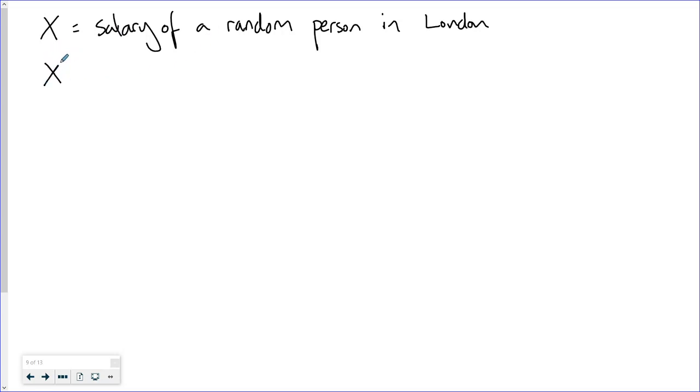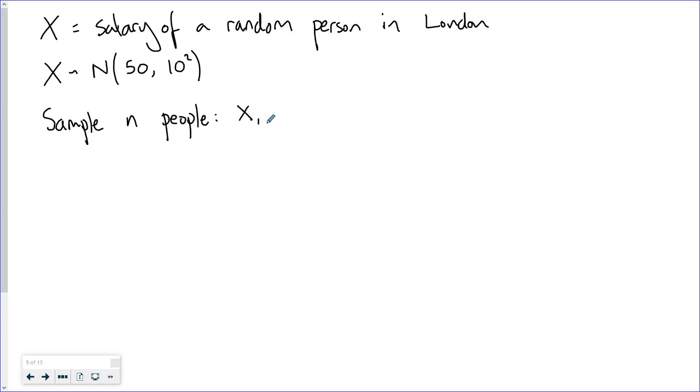And let's say that we know that X is distributed normally with mean 50. So on average, we'd expect someone's salary to be 50 in London, and variance 100, so standard deviation 10. Now, let's say that we want to go and sample n people. So by that I mean I go out and I ask n people's salaries.